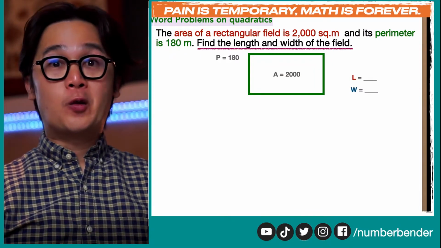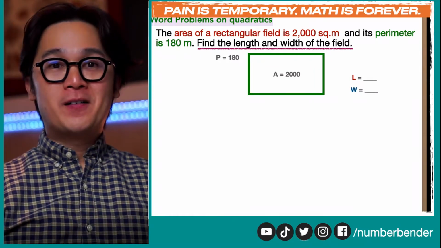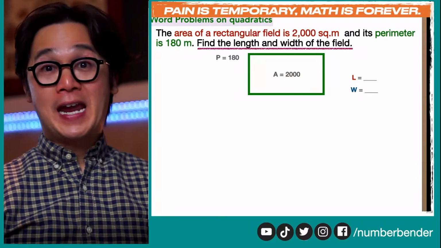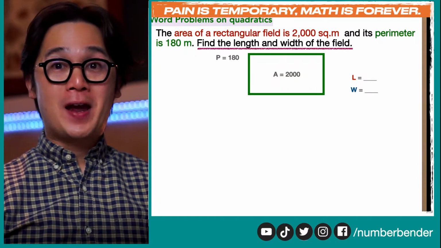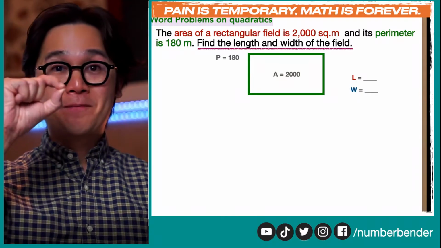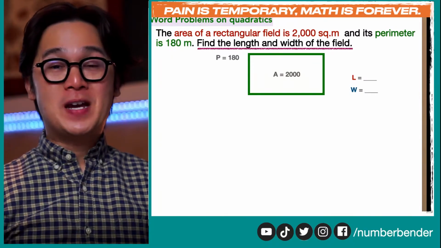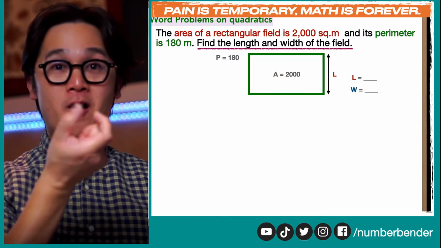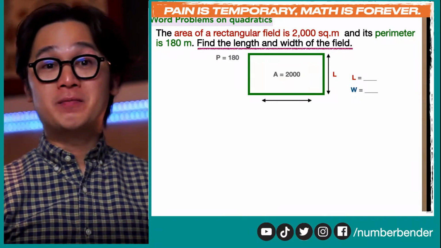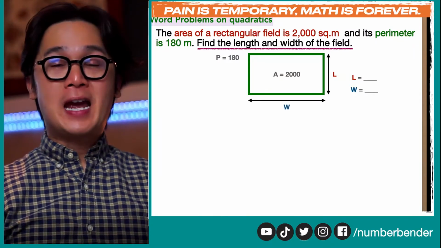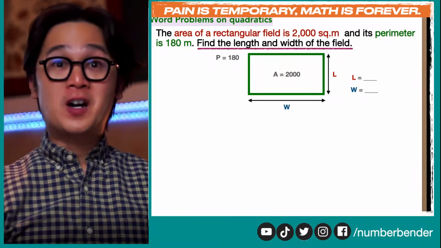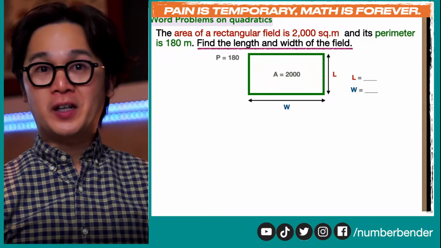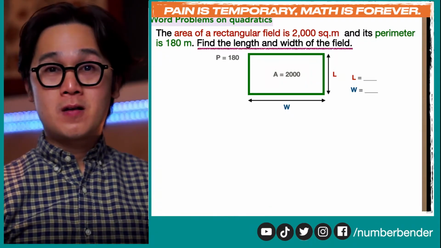So what we are going to first do is identify which one is the length and the width of our rectangle. I'm going to identify my length as the vertical measurement of my rectangle, and the width will be my horizontal measurement. So now that I have a visual of what we're looking for, we're now going to use our algebra skills to write the equation of our word problem.